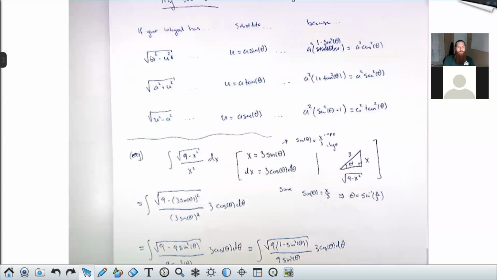You can kind of smell your way there by thinking about the Pythagorean identities, like, oh, which Pythagorean identity has a plus in it? That's the one for tangent, right? Tan squared plus 1 is secant squared. So if you see the plus under the square root, you know you're going to substitute tangent.